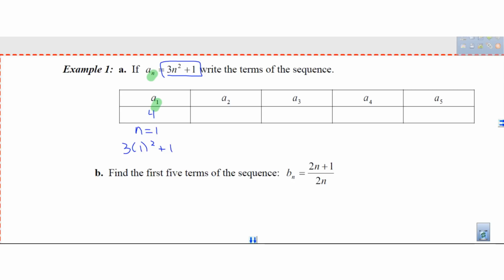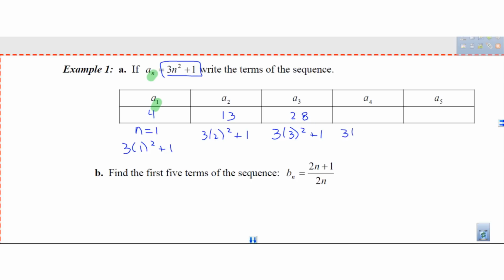For the next one, n is 2. So it's 3 times 2 squared plus 1. 2 squared is a 4. 4 times 3 is 12. 12 plus 1 is 13. You have to follow the order of operations if you're doing it in your head. 3 times 3 squared plus 1. 3 squared is 9. 9 times 3 is 27. 27 plus 1 is 28.